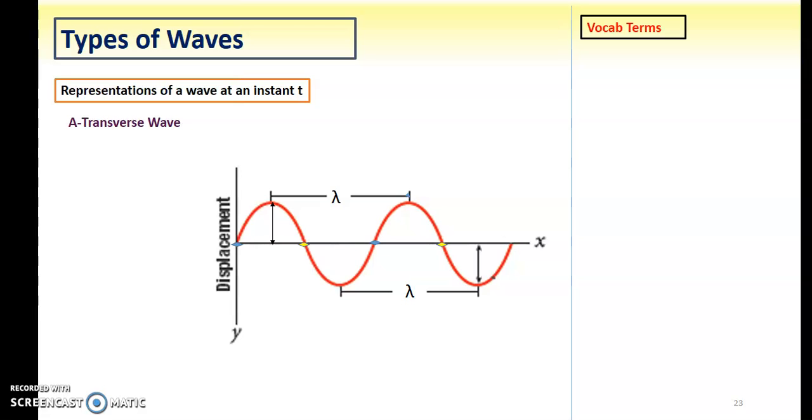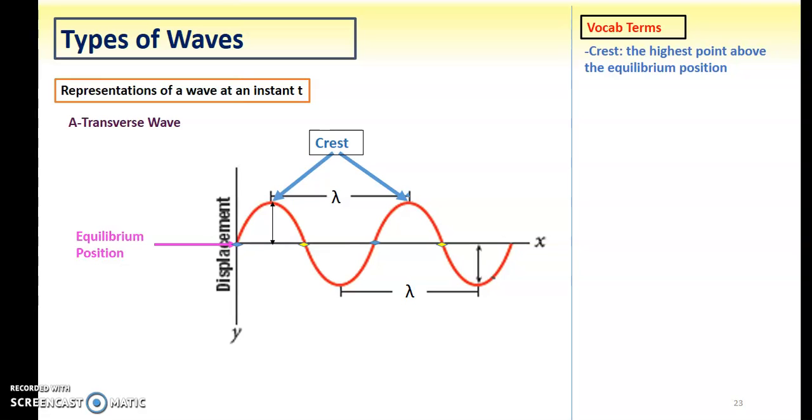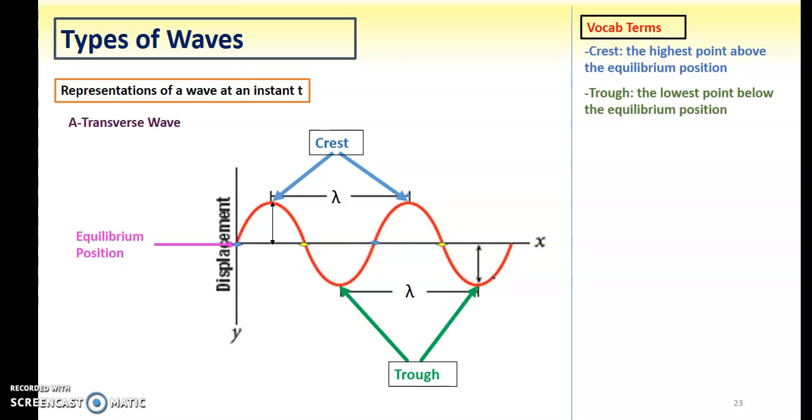Now, the characteristics of a transverse wave. Vocab terms. The crest. The crest is the highest point above the equilibrium position. As you can see in this figure, the wave is represented. On the y-axis, we have the displacement of the particles with respect to the equilibrium position, studied as a function of position along the rope. So the crest is the highest point above the equilibrium position. The trough is the lowest point below the equilibrium position.